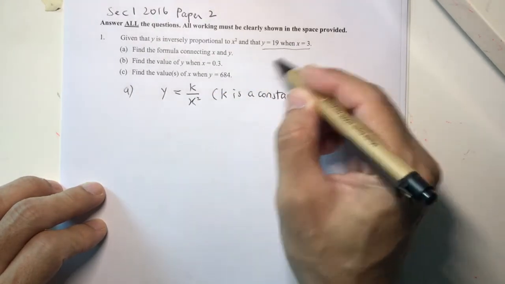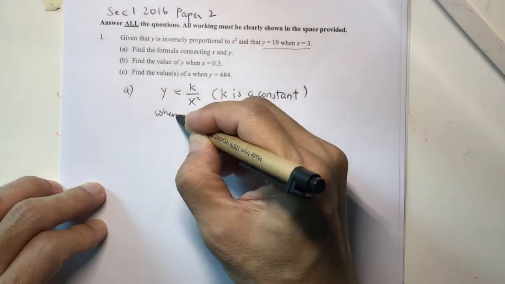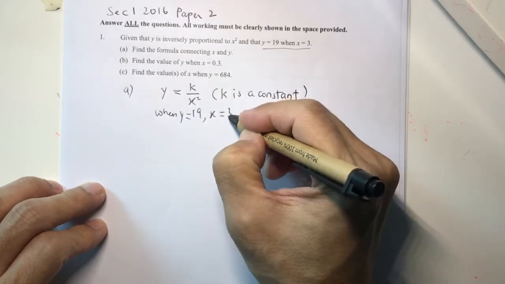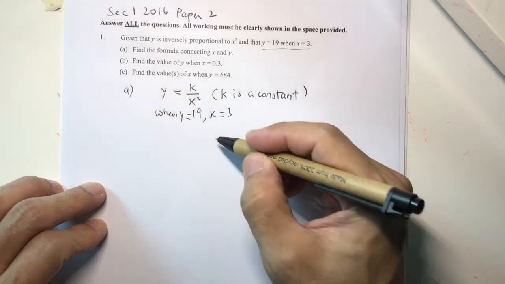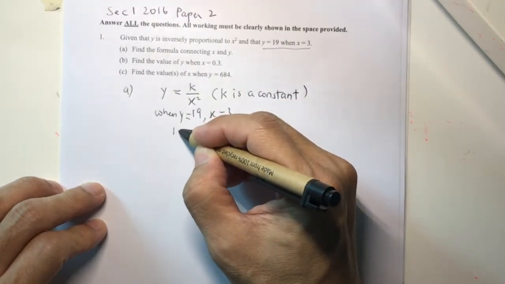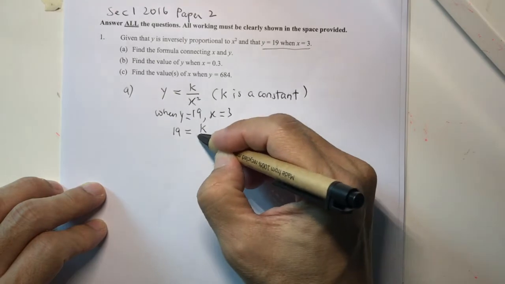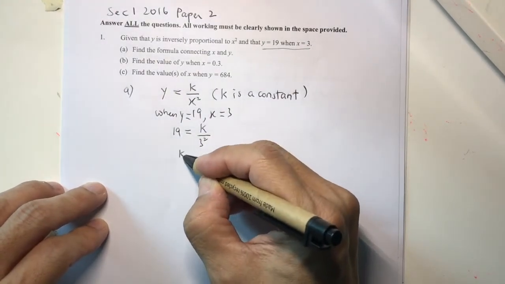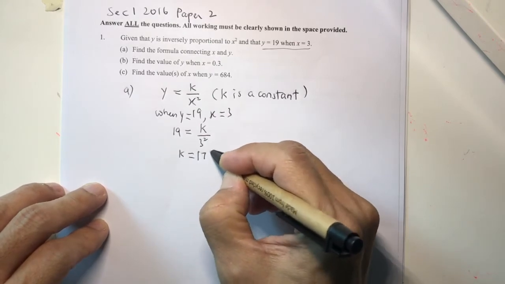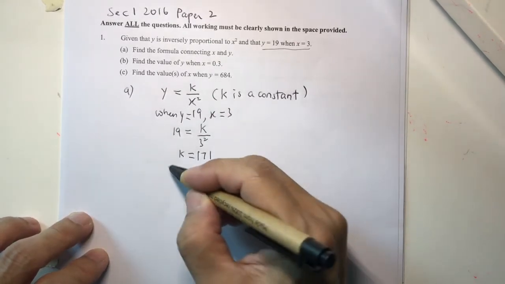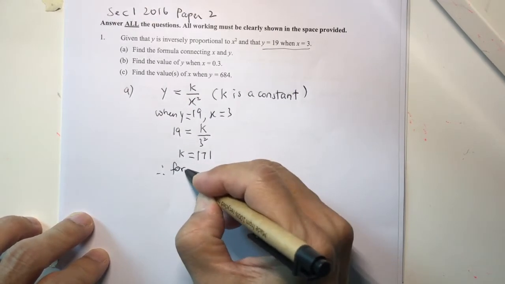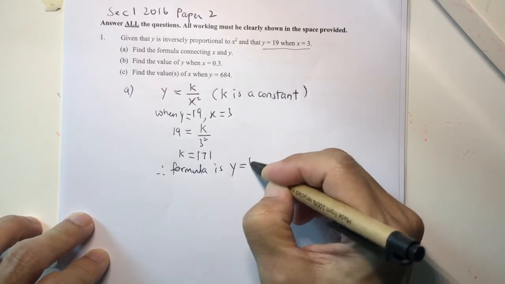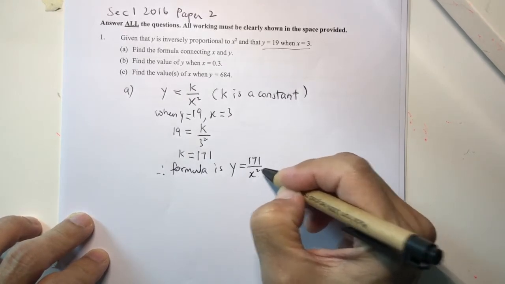Next, we need to find k so that we can find the formula connecting x and y. We are given two values here. When y is 19, x is 3. So that gives us 19 equals k over 3 squared. And this works out to be k is 171. Therefore, the formula is y equals 171 over x squared.